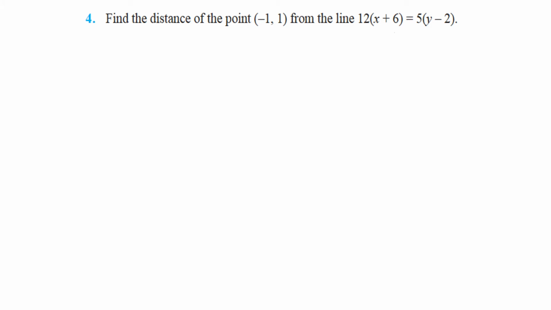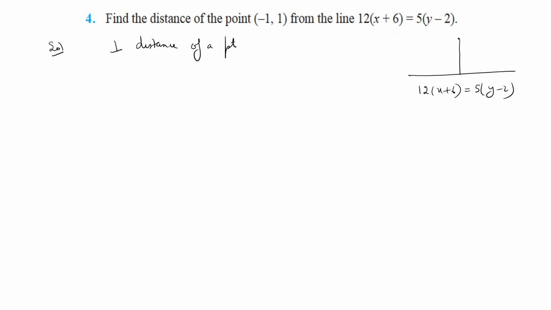Now the next question is: find the distance of the point from the line 12 times x plus 6 is equal to 5 times y minus 2. There is a formula for the perpendicular distance of a point. Say some line is there, which is this line, and we need to find the perpendicular distance from this point, say minus 1. So the formula for finding this perpendicular distance is the distance of a point x1, y1 from the line.